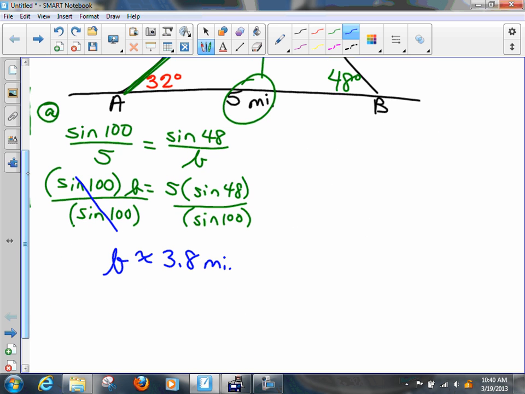All right, and then part B. What does B say? B says, find the elevation of the plane. Well, what's that mean? Elevation of the plane. It's just a B with a circle around it. I didn't disconnect the B from the circle, sorry. All right. How do you find elevation?